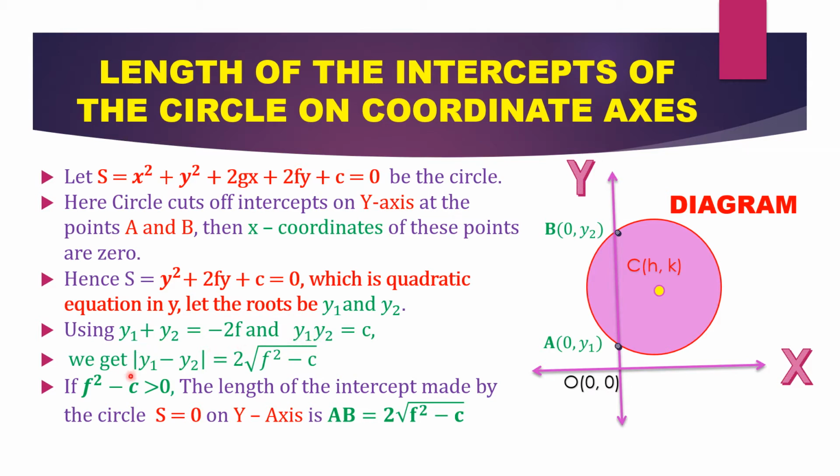Now using these results, we get the absolute value of y1 minus y2 equals 2 into square root of f square minus c. Here f square minus c is positive, then the length of the intercept made by the circle S equals 0 on the y-axis is AB equals 2 into square root of f square minus c. This is the length of the intercept on the y-axis. Now these two are the lengths of the intercepts.